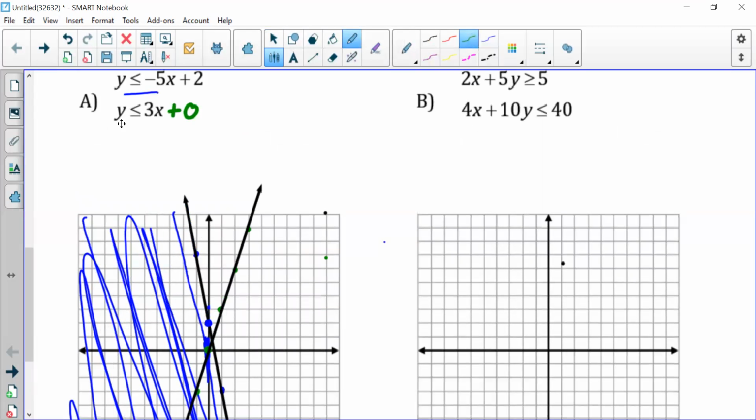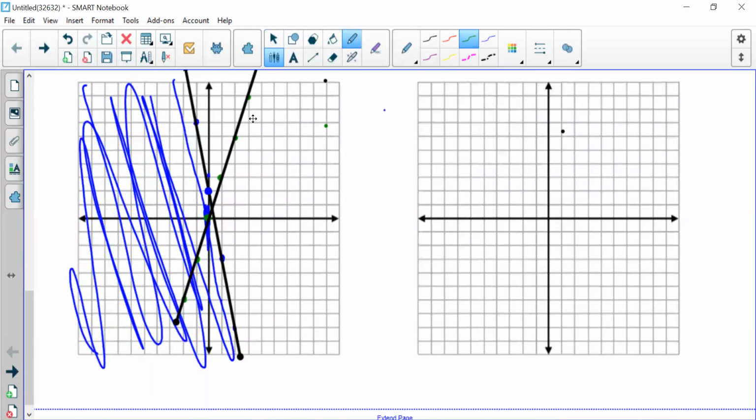And this says y is less than or equal to 3x. So looking at this, put your finger or your pen right there on the y-intercept. This is 0. Where are the y's that are less than 0? Well, above this, I've got 1. Below this, I've got -1. -1 is less than 0. So we're going to shade on the -1 side.